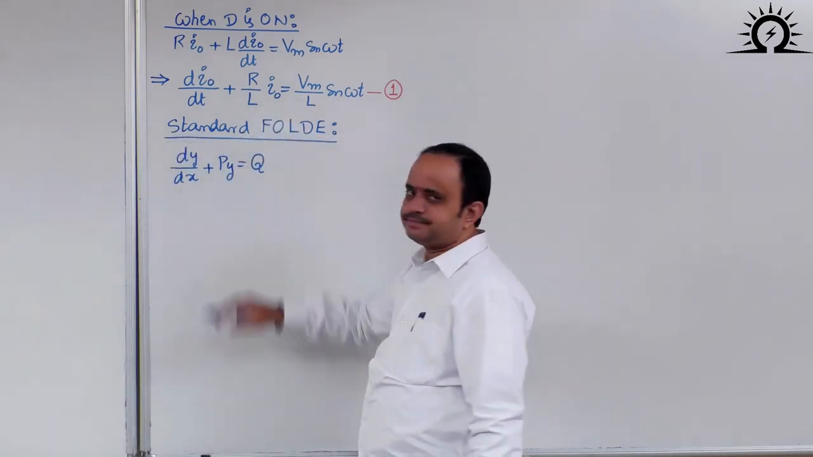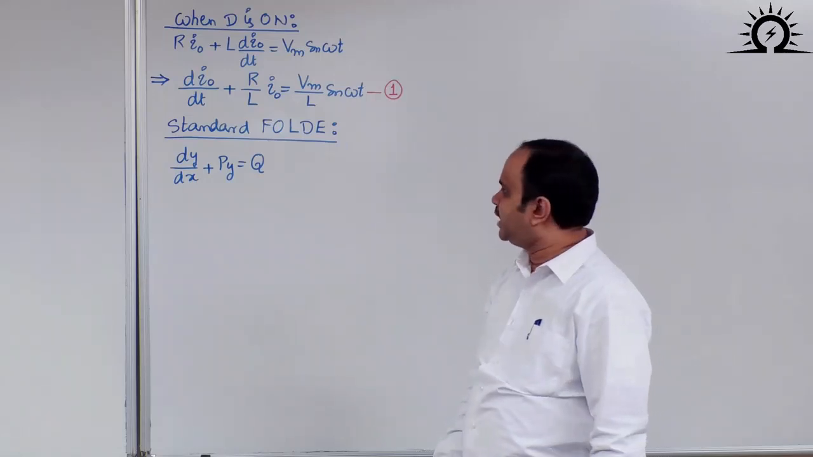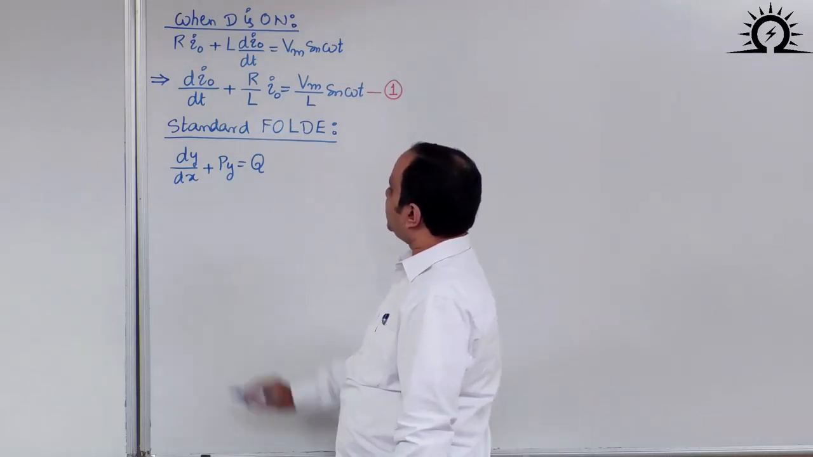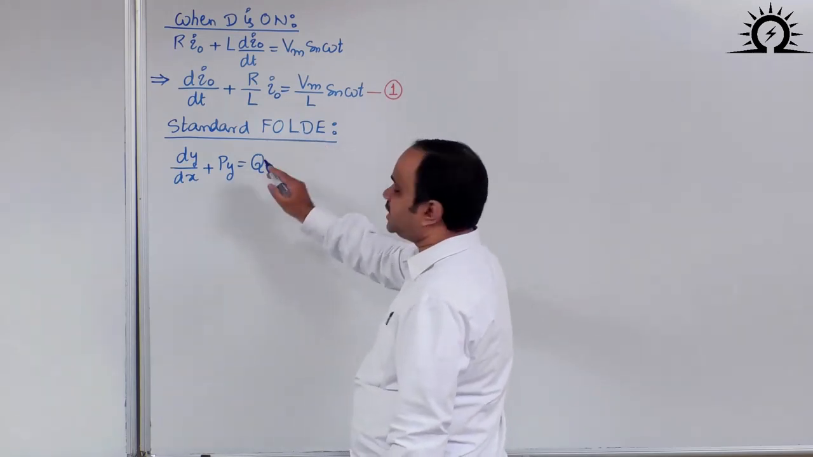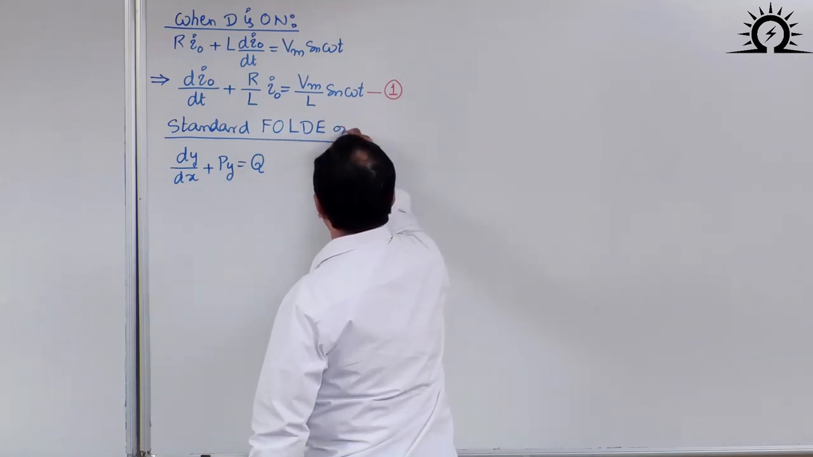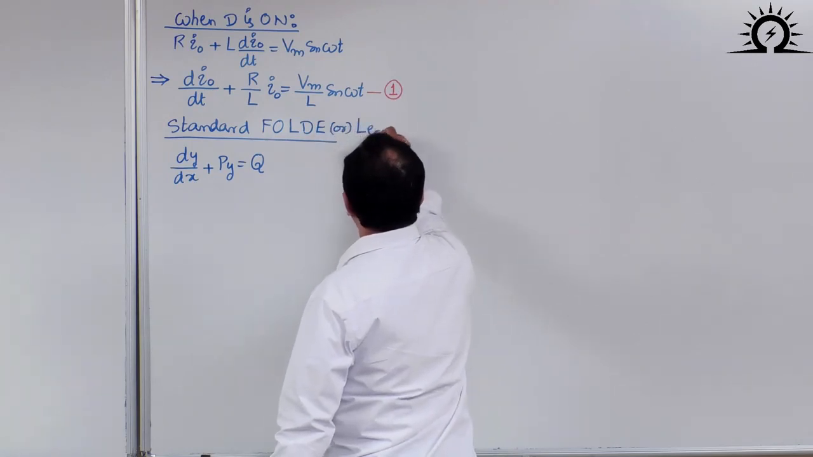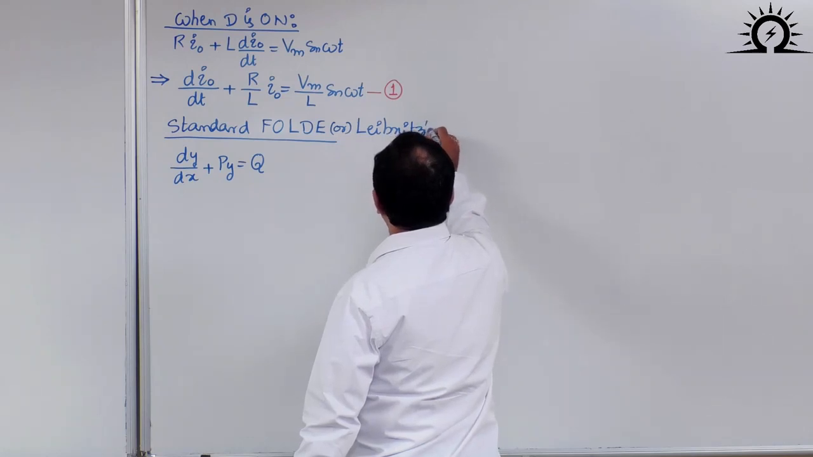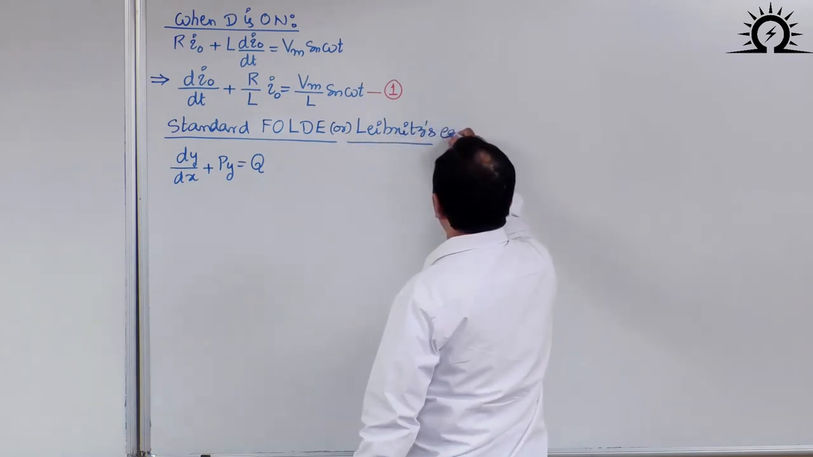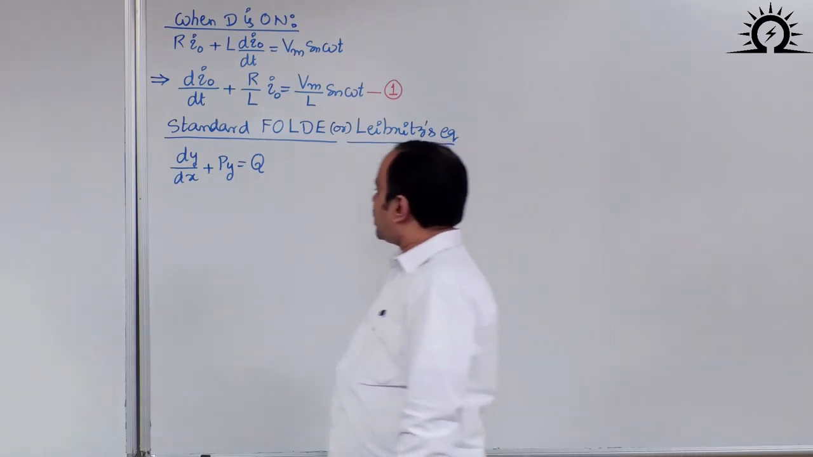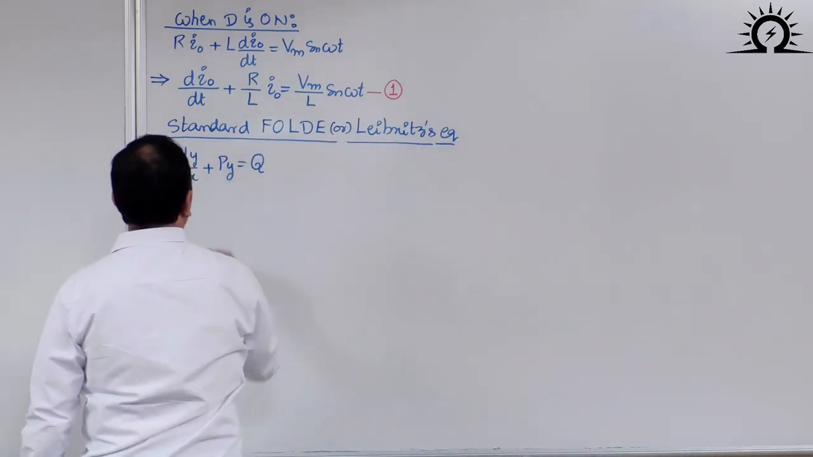Compare term by term. So this equation is called the first order linear differential equation, standard form. And this equation is also called the Leibniz equation. How can we solve this equation?